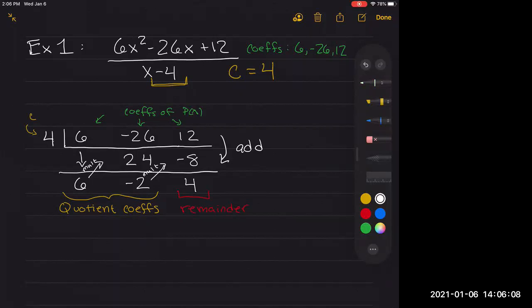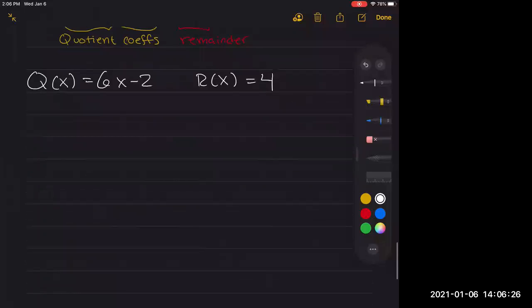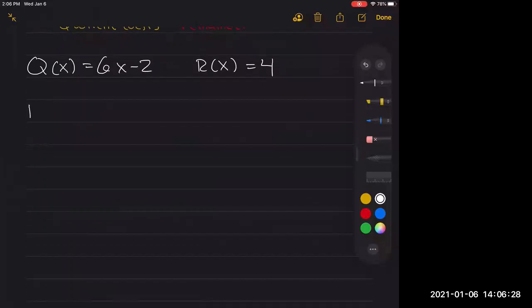Okay, so then when we rewrite it, we end up with our q of x equaling 6x minus 2, and our r of x equaling 4, which matches our answers from example 1 with long division. All right, so then we can do another example and run through it again.